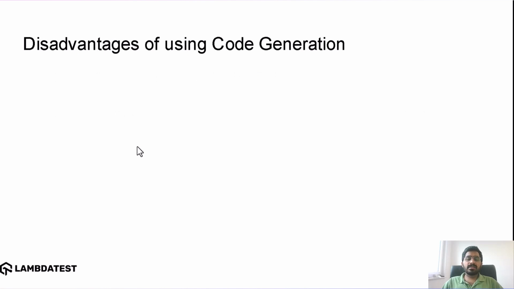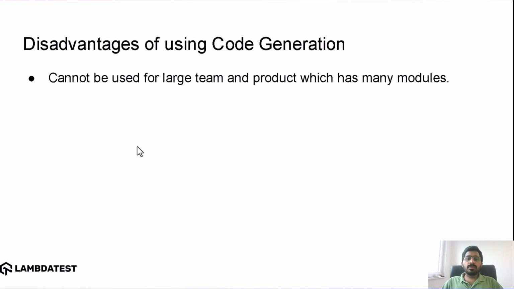Now we understood what are the advantages. We'll see what are the disadvantages of using the code generation. The most important disadvantage of using the code generation is you cannot use this code generation for the larger team and the product which has many modules. Why is that? Because let's say you are working in a project which has many sub modules, then in that case it is very hard to automate all the flows and get everything into a single end-to-end flow.